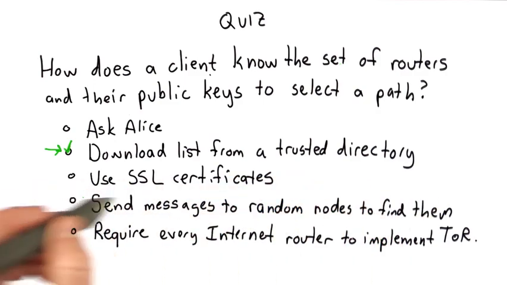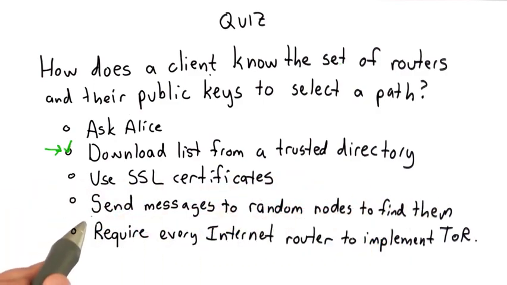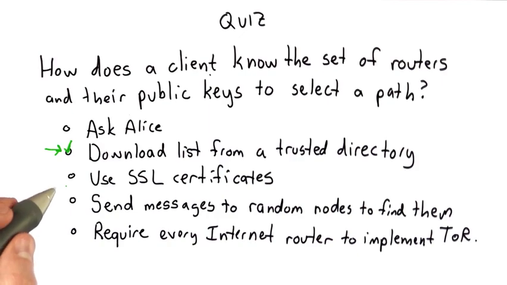We could send messages to random nodes. This would work if a large fraction of the nodes on the internet were Tor routers. We could also require that every router implements Tor. This would be great, but is not very practical. So what actually happens is that there's a list of known routers on the network that can be downloaded from a trusted directory.